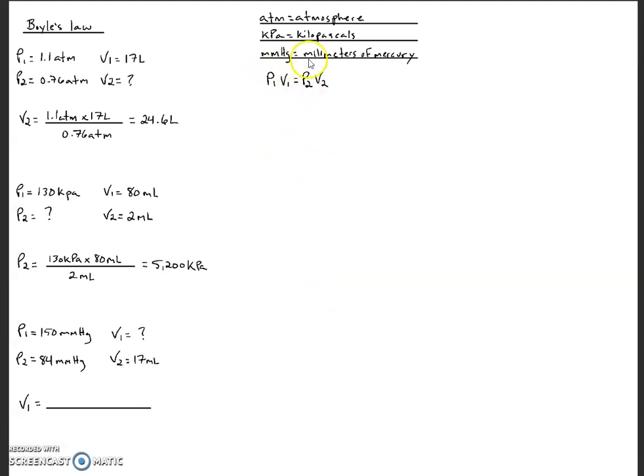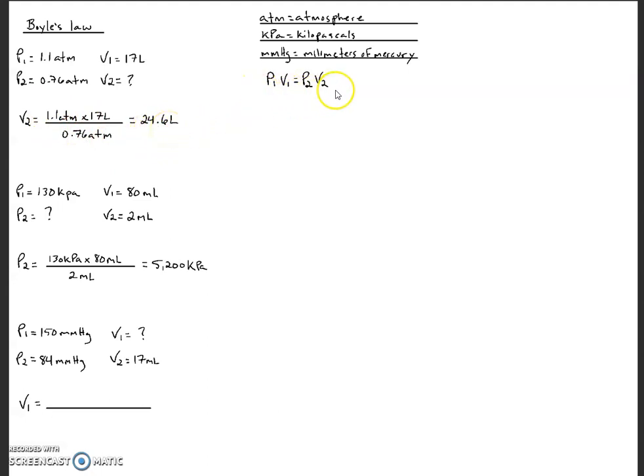So if we just rearrange everything, you see here we're looking for V2. So we want to get V2 by itself. Just move everything around, invert. We want V2 by itself, divided by P2, so we take on this side, divided by V2. And we end up with 24.6 liters.